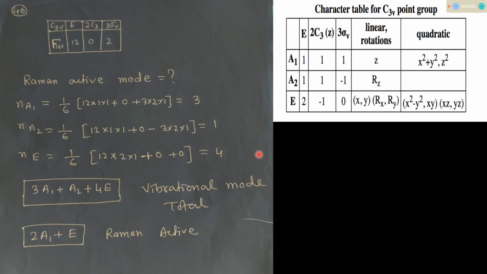So see here, A1 and E in the options, only one option is there, that is 2A1 plus E. We can see from the table that a quadratic term is there corresponding to A1, and a quadratic term was there corresponding to E. So the option where A1 plus E is there is Raman active. So this is from group theory. Another question was also asked from group theory, that is, from a point group.